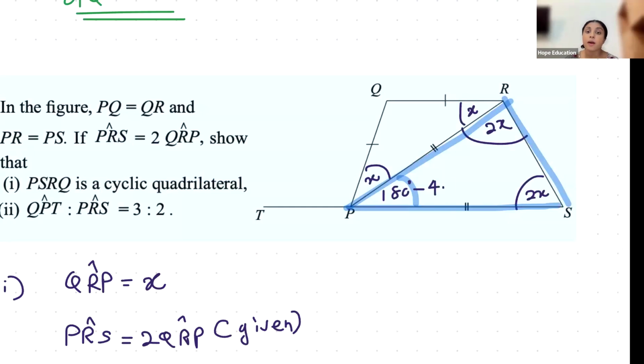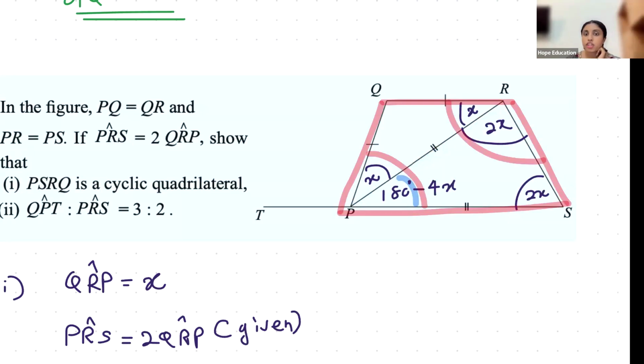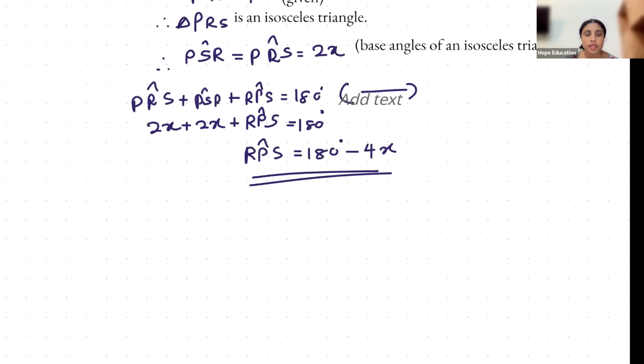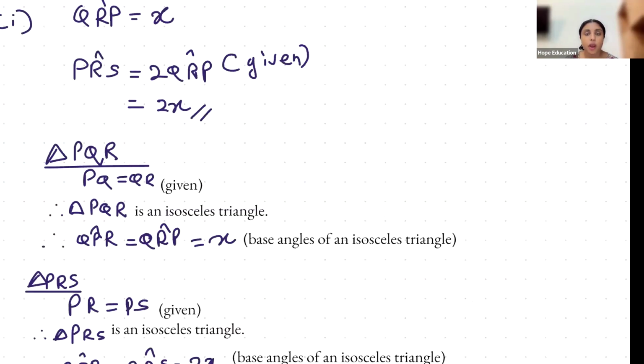Now we will see if opposite angles are supplementary in the cyclic quadrilateral that they are asking us to prove. Okay, so QPS and QRS. Let's see. QPS plus QRS.